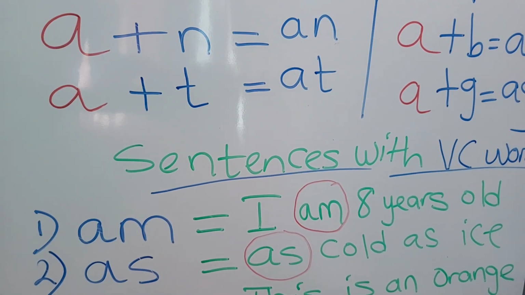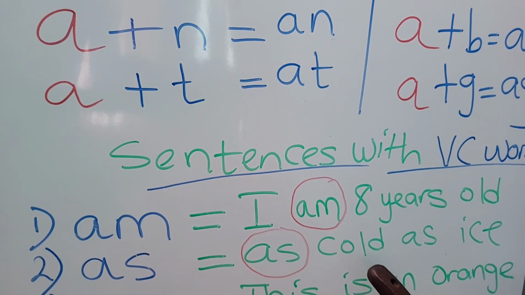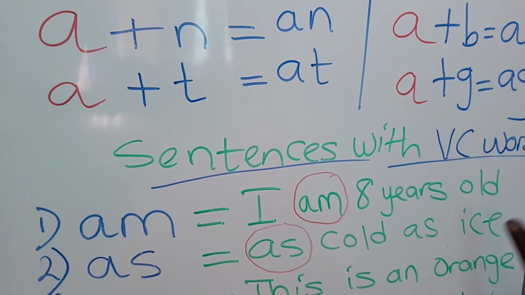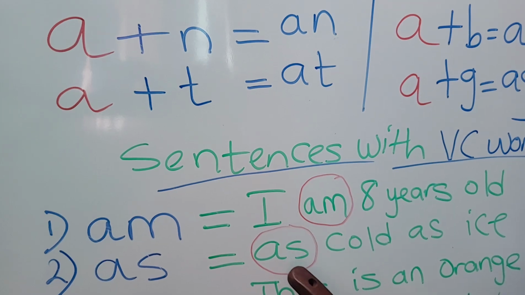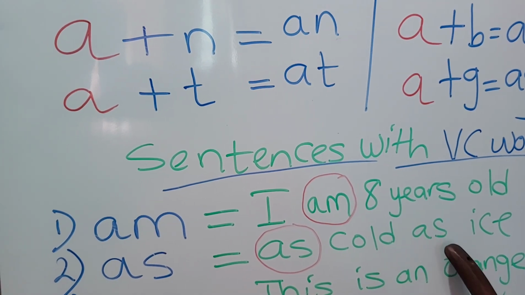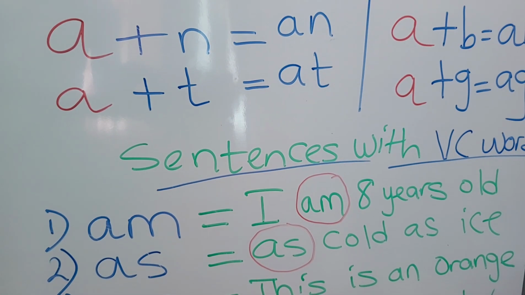Let's read our sentence again. As cold as ice. Again, as cold as ice. That's good. Nice one there.